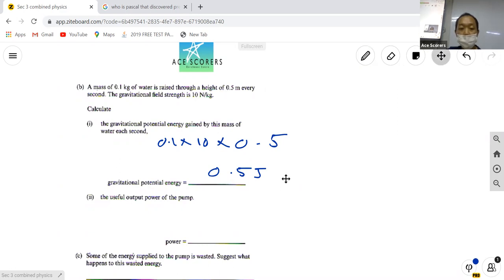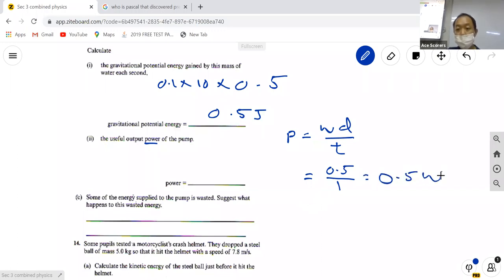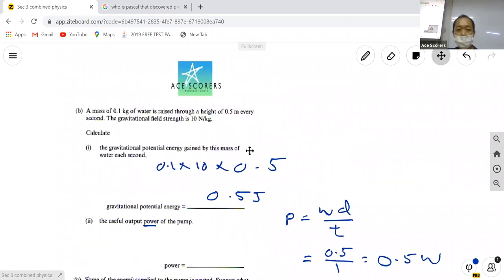Okay, useful output power of the pump. So power is work done over time. P equals to WD divided by T. Now, what's the work done in pushing this thing up? 0.5 joules. And then maybe you're wondering, why joules? Then we go back to our formula. Work done is in terms of joules. So if you gain this amount of GPE, that means this is the amount of work done. So what is the time taken to push this amount up? It's one second. So 0.5 divided by one. So the power equals to 0.5 watts. How do we know? 1 second is actually given here.